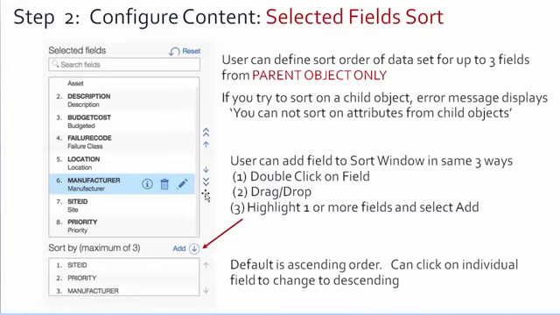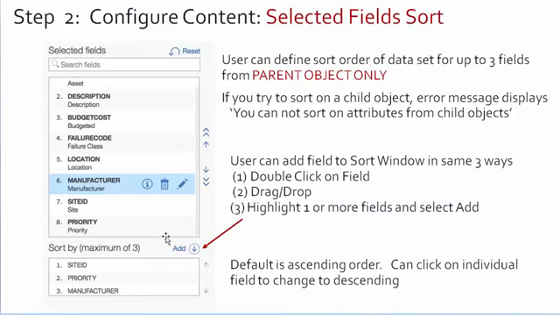A few other important notes on this section. Again, remember the content is where the user is going to be spending the most amount of time. On the bottom here, you might want to apply a sort. Imagine that you have a large number of fields. Maybe you want to sort those fields by site or priority or manufacturer, as shown down here. It's very important to note that the sort can only be applied to attributes from the parent object.